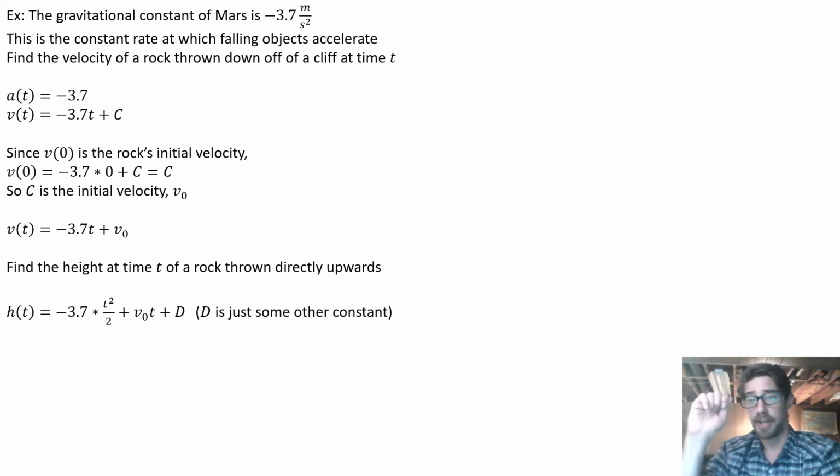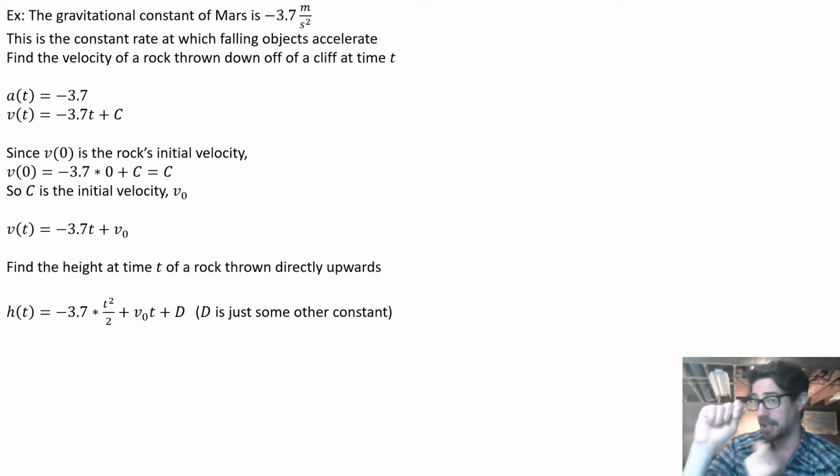Okay, so here we go. The negative 3.7 comes along for the ride. Remember, t is just like t to the 1, like x to the 1. So the antiderivative of just t is t squared over 2, right? The antiderivative of v naught, which is a constant, is v naught times t, right? Because the derivative of v naught times t is just the constant v naught. So when you anti-differentiate, you get a t in there.